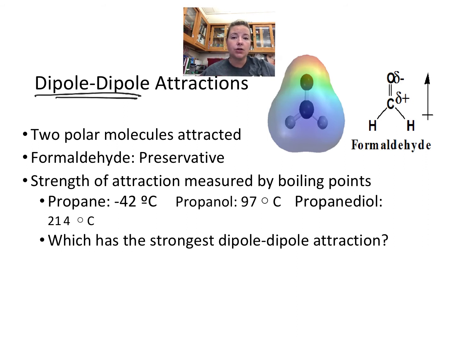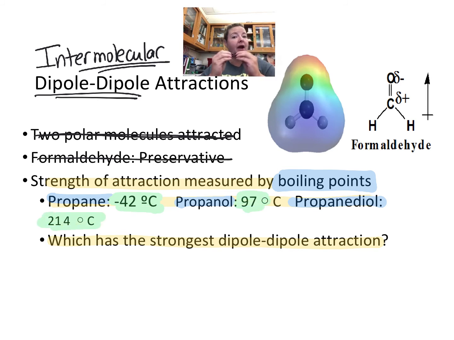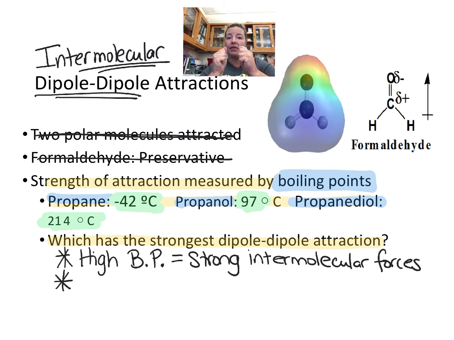You do not need to know a definition of dipole-dipole attractions, but what you should be able to start to understand is that the strength of the attraction is going to affect physical properties. So this one has 3 boiling points for 3 different materials: propane, propanol, and propanediol. And so these boiling points are impacted by either how strong or how weak these attractions are between the molecules within all of the propane that you have.